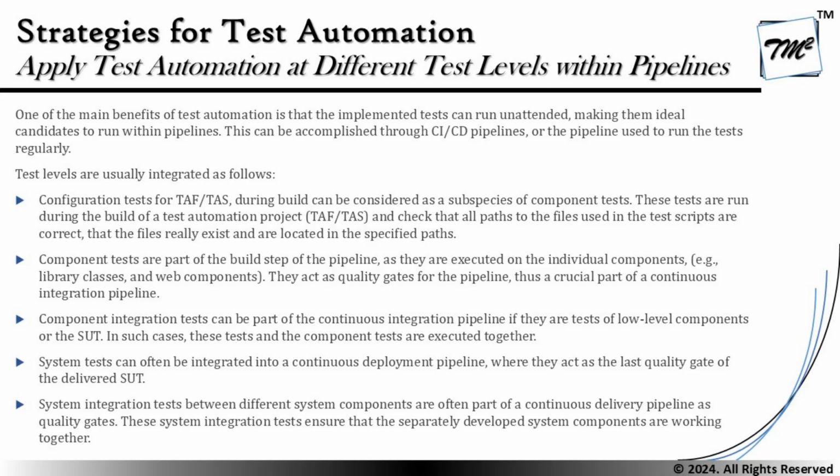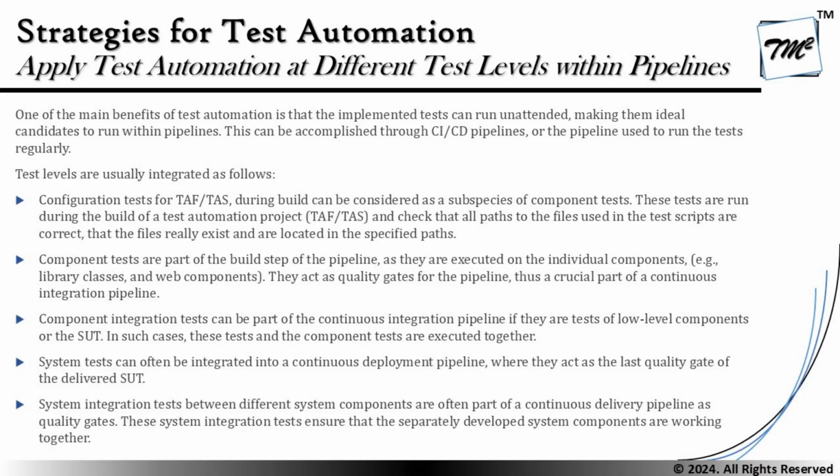Same way when it comes to the next level, which is component integration test, it can be part of the continuous integration pipeline as well, if they are tests of low-level components or the SUT, both. In such cases, these tests and the component test are executed together. So if it is possible, you can have them independently if they have different objectives or there are different varieties of tests. But most commonly, we bind them together with the component test itself so that they can be executed in one go.